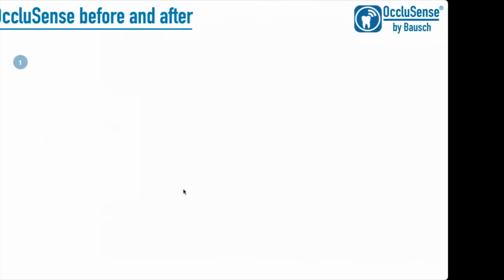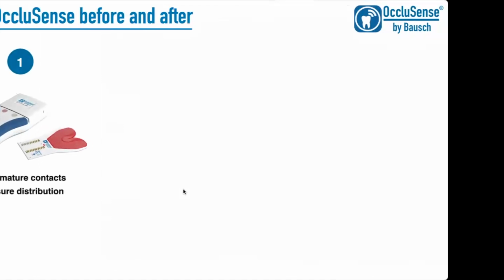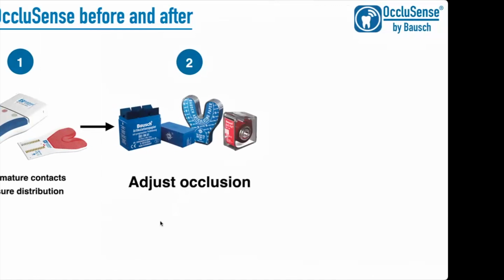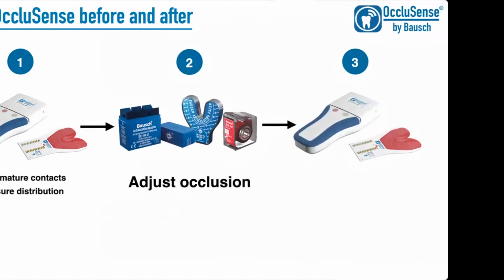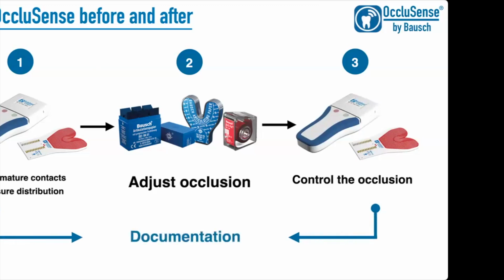The algorithm that I personally use is using OccluSense before and after. So you check for premature contact and the pressure distribution with OccluSense before, adjust the occlusion with papers, and then use OccluSense again to ensure that your results are still good. What you're also automatically doing is you're documenting the data.